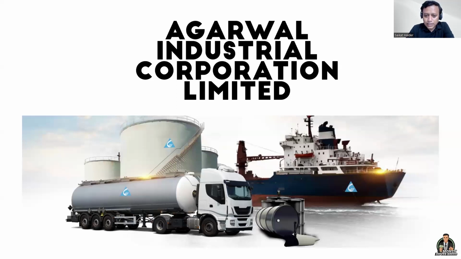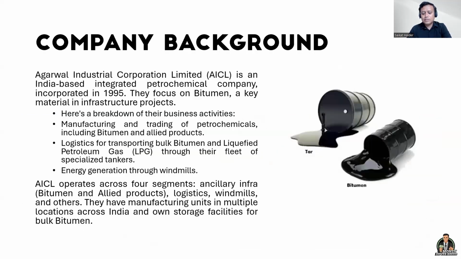So now for Agarwal Industry, let me talk about this company. This is the company's background. The company is one of the largest, in fact the largest, private player in bitumen. Bitumen is used particularly for creating roads. Their main business is bitumen, about 79% of their production, and they were incorporated in 1995. The company is also in the logistics segment. They are also in energy generation through windmills, and now they have invested in the solar segment as well. These are the main business areas.